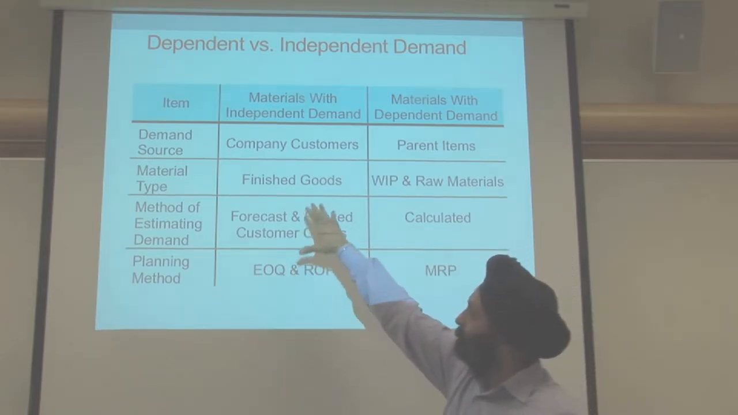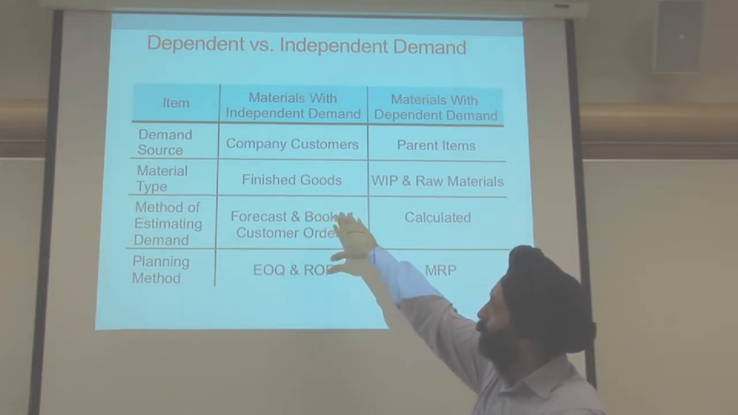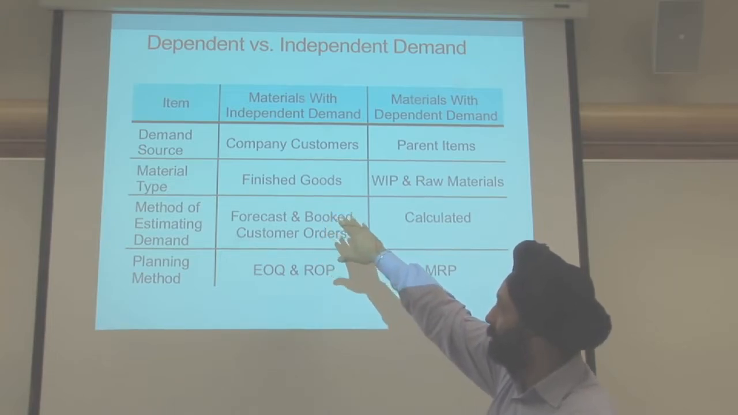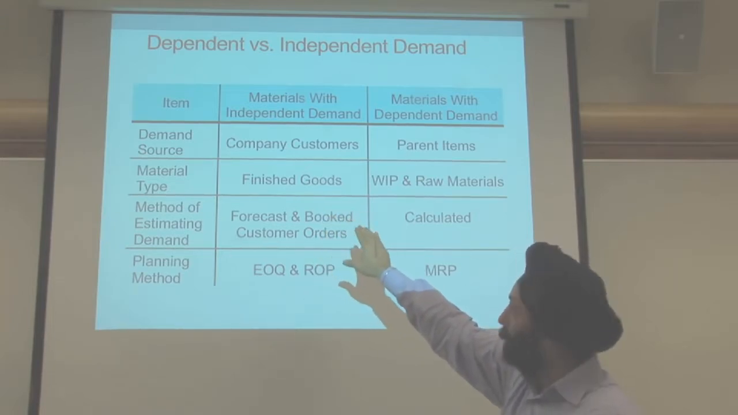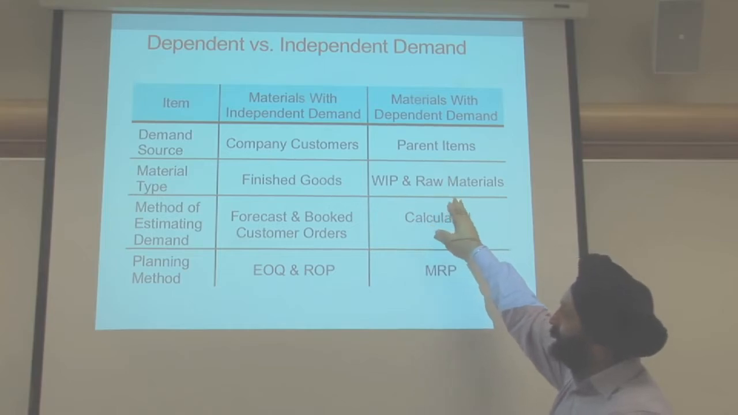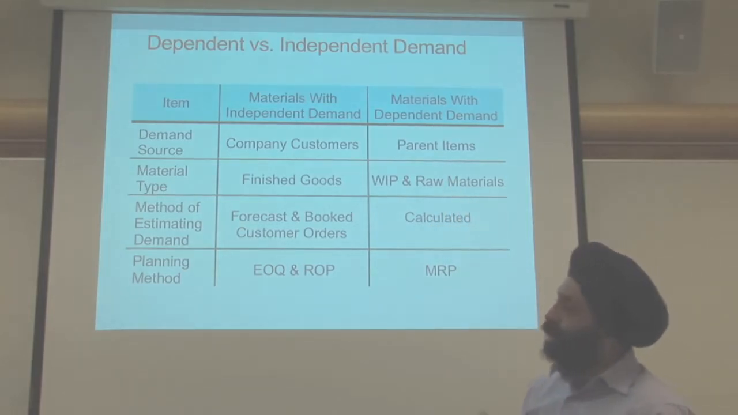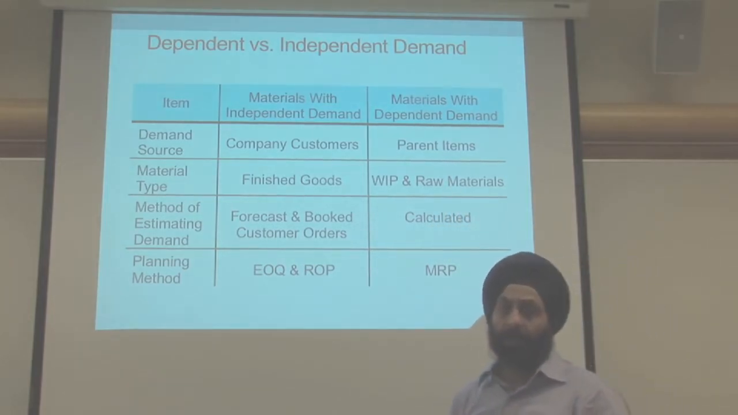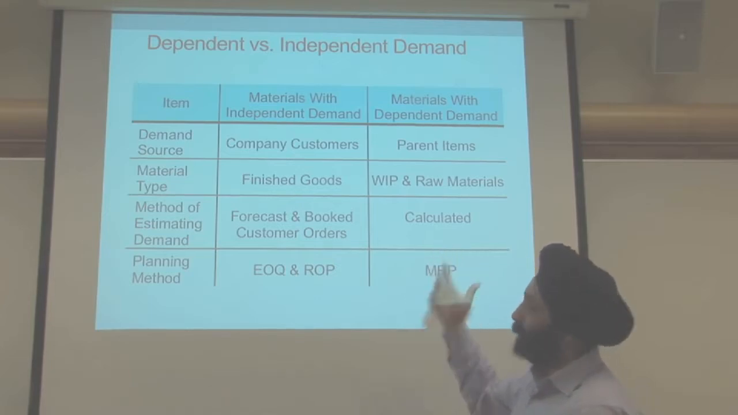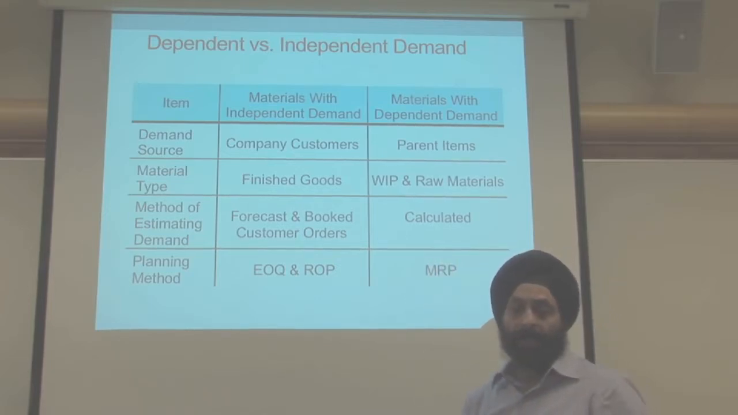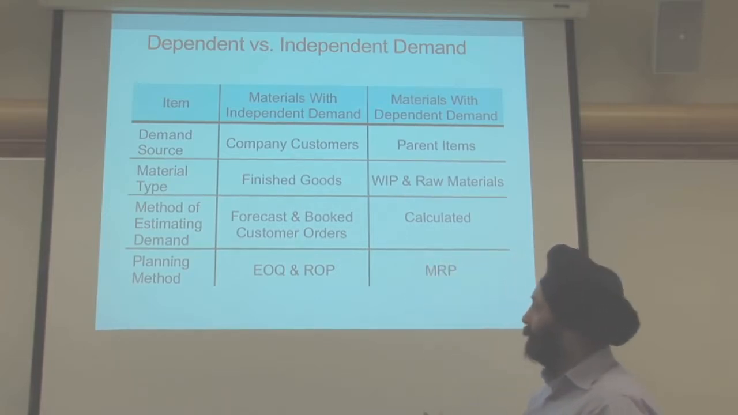Material type is finished goods. Over here, the company customers are always interested in the finished good, whereas in this case, the type of material that dependent demand items are dealing with are the work in process or raw material. So how many table legs are needed in this case, etc.